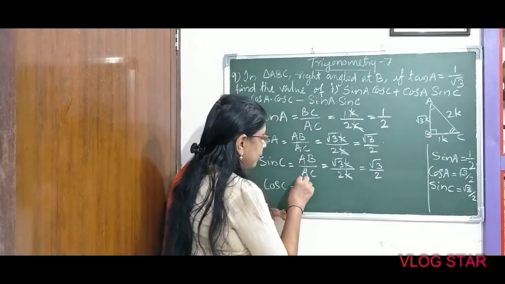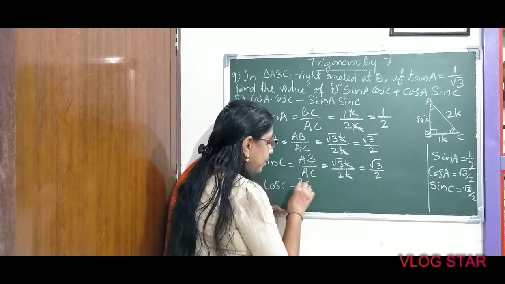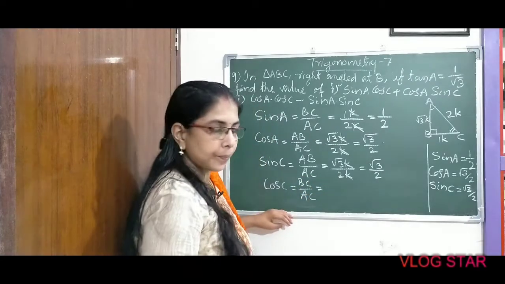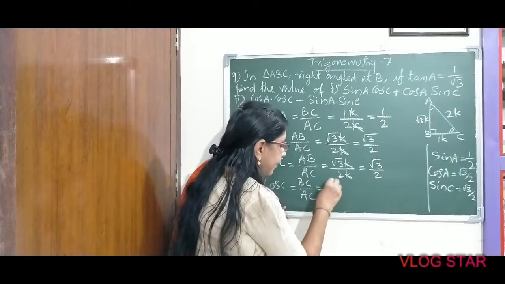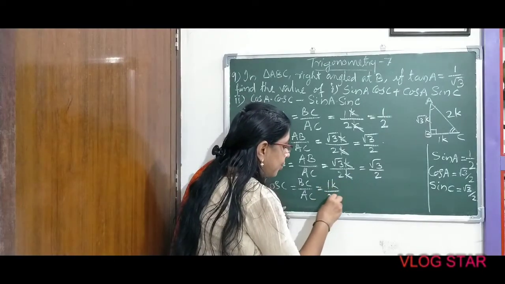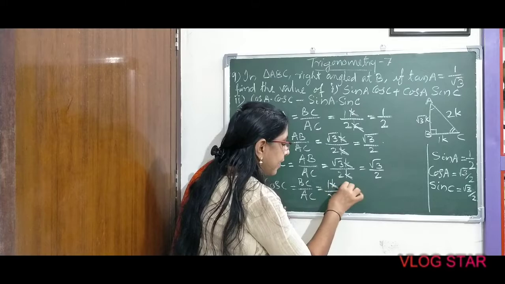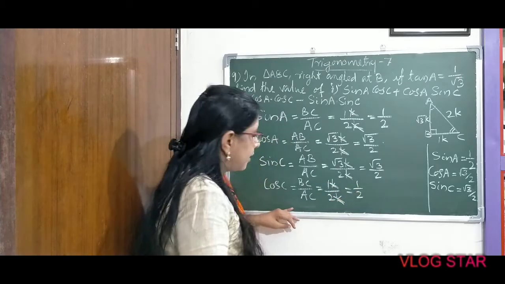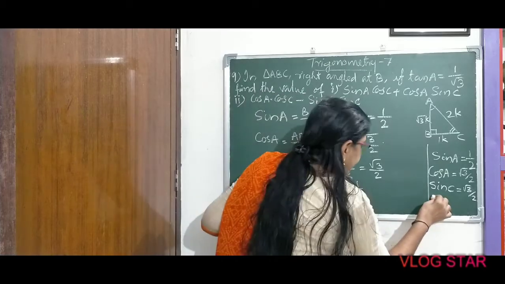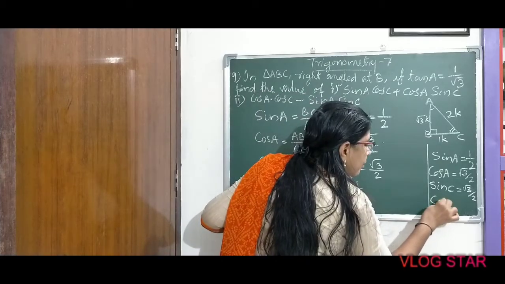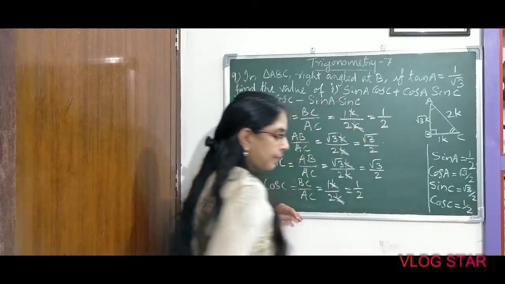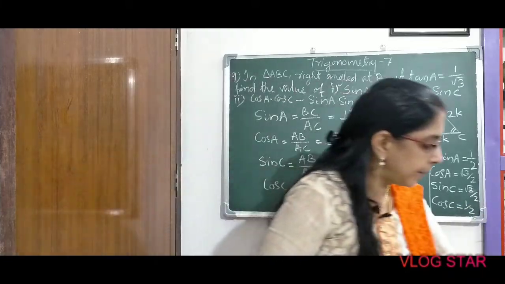Therefore, cos C is equal to BC upon AC, which is equal to, BC is 1k and AC is 2k. k gets cancelled. Therefore, cos C is equal to 1 by 2. Let us write this one also here. That is, cos C equal to 1 by 2.